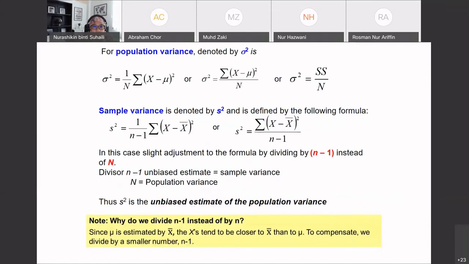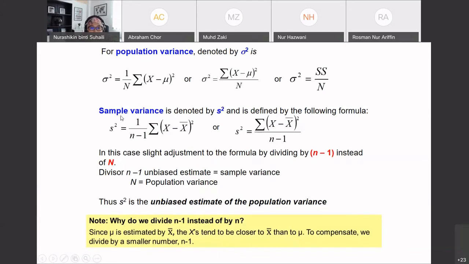So this is the formula. Sigma squared equals 1 divided by n, the number of observations. X is the value of each measurement, and mu is the average value of the population. So it is the summation of the squared deviations divided by n.